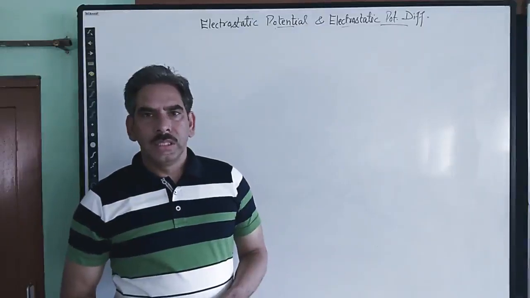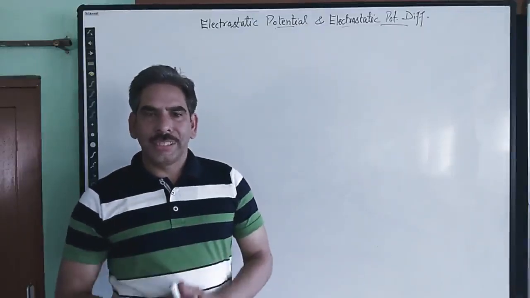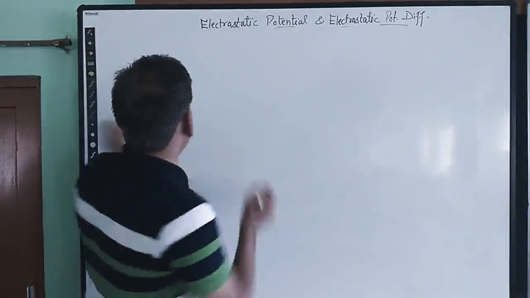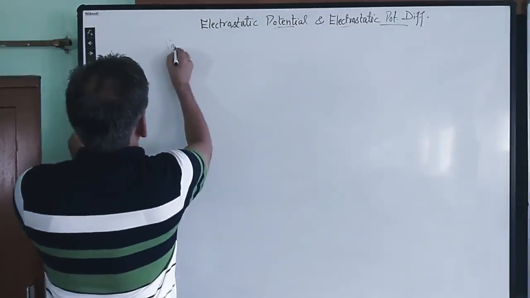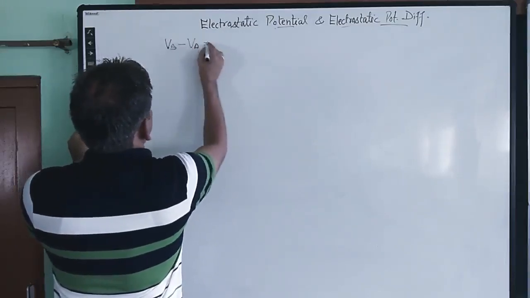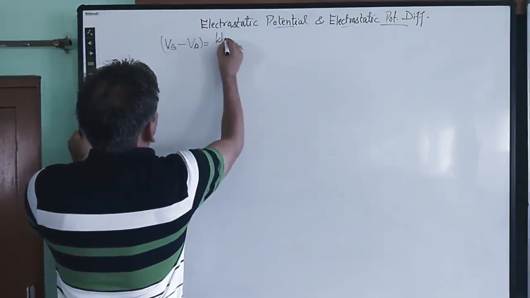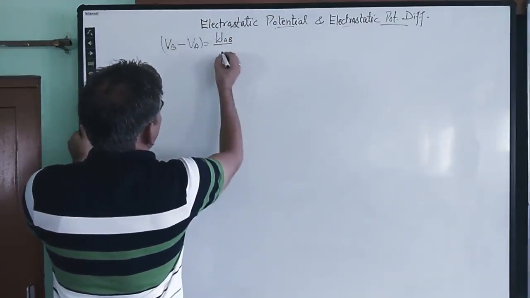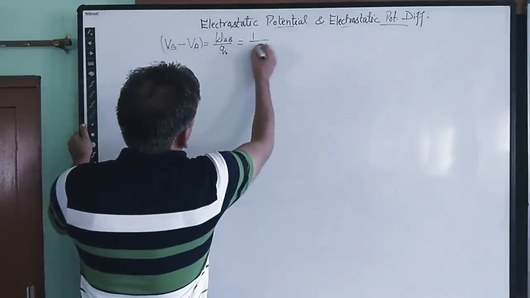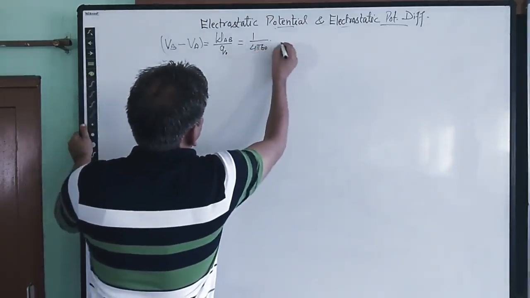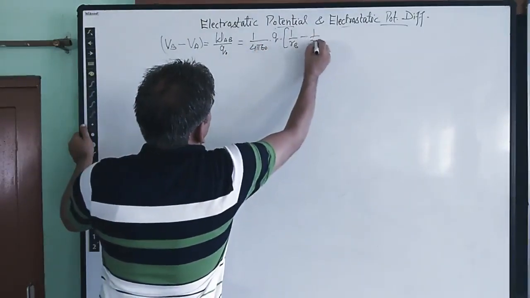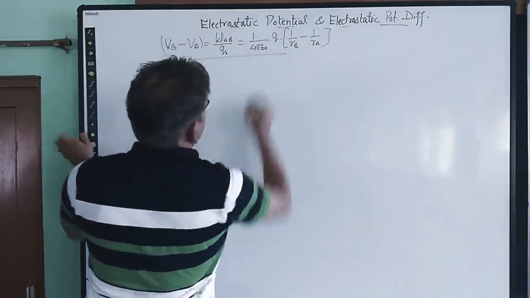Hello. So earlier we have discussed the expression for the electric potential and electric potential difference. So electric potential difference VB minus VA, we have found it to be the work done on unit charge in moving it from A to B against the electric field of the given charge. Which is found to be 1 upon 4 pi epsilon naught into Q into 1 upon RB minus 1 upon RA. This was the expression.